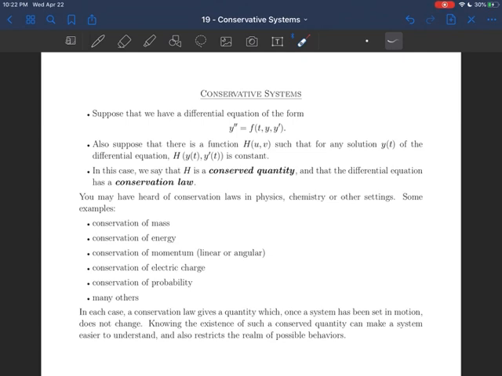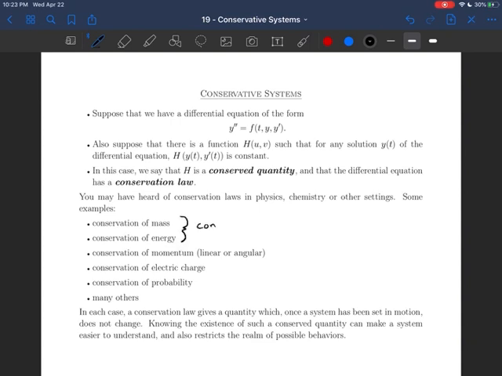If that's the case, then we say that h is a conserved quantity. And that makes sense, right? Along your solution, so for as long as this system is playing out in time, this quantity h will be constant. It will be conserved. And when there is a conserved quantity for your differential equation, we say that the differential equation has a conservation law.